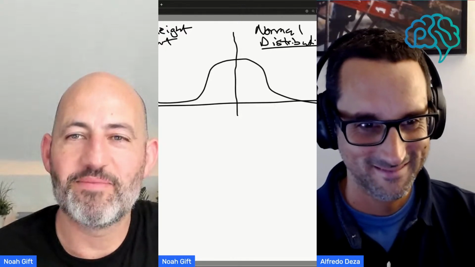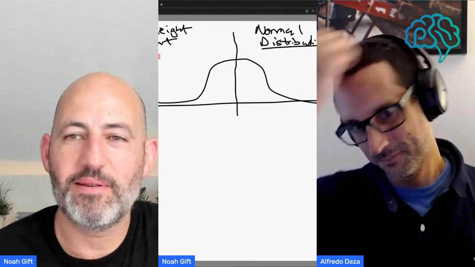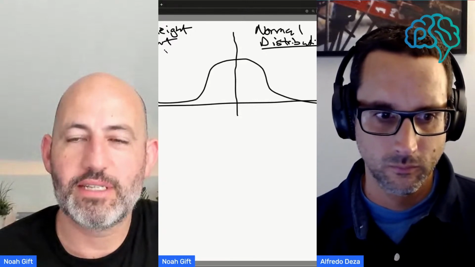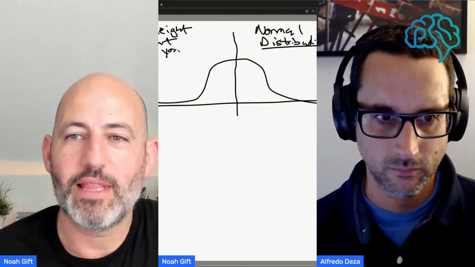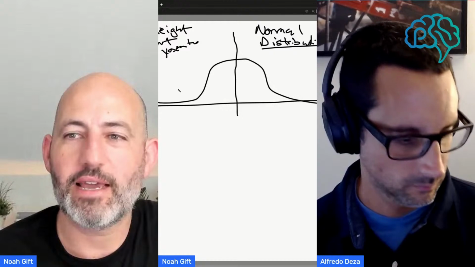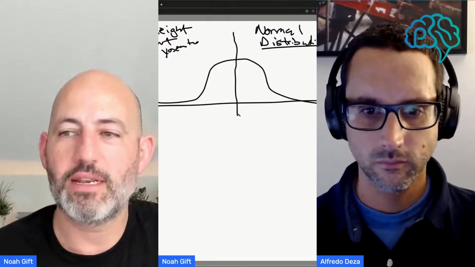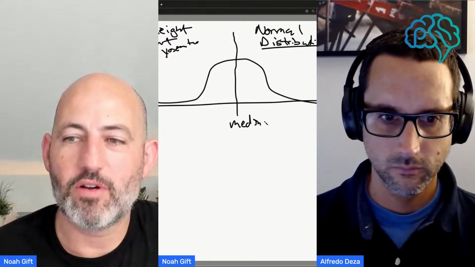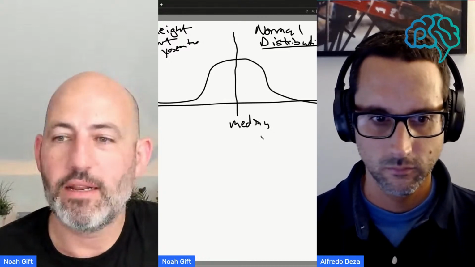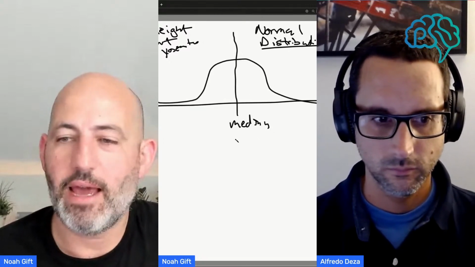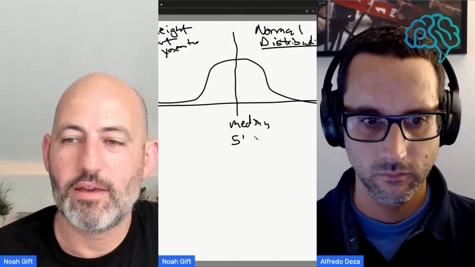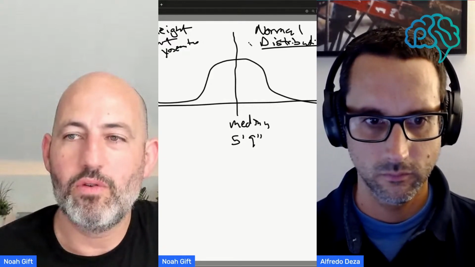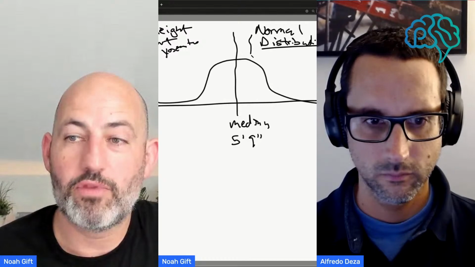Weight, lots of things, eruptions in Yosemite, lots of things hit this normal distribution. And in the middle here would be the median. So when someone says that the median height, I don't know, let's just say it's 5'9", that's the median, then there's rules that apply.